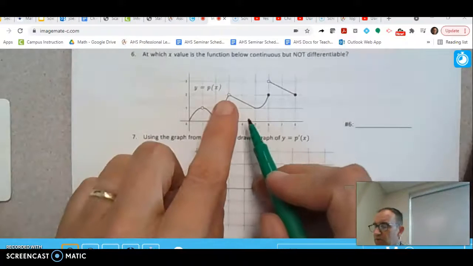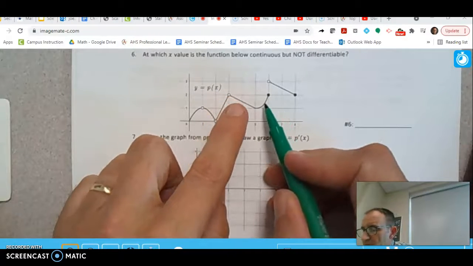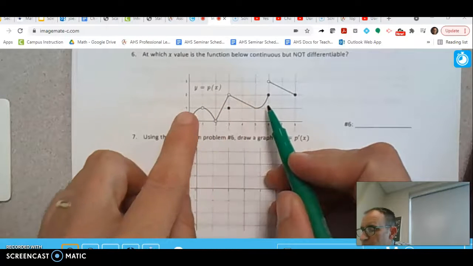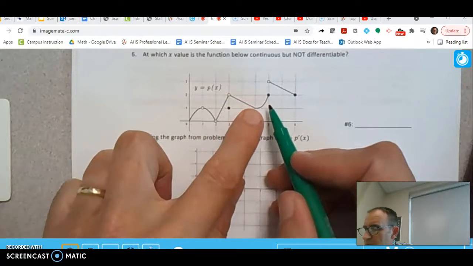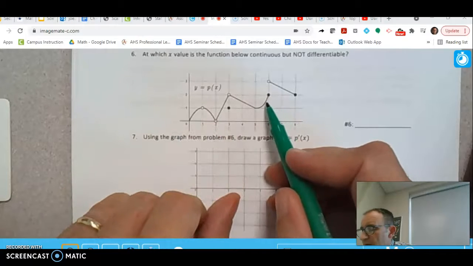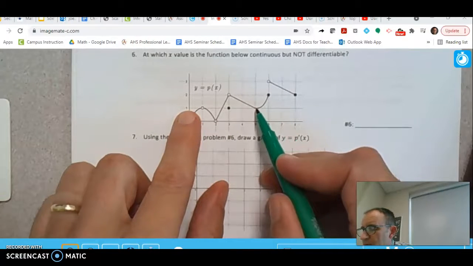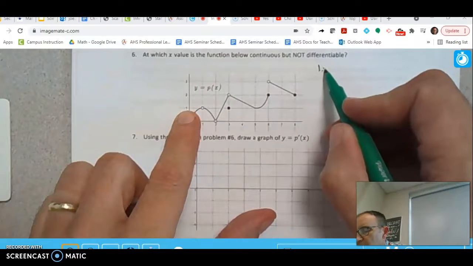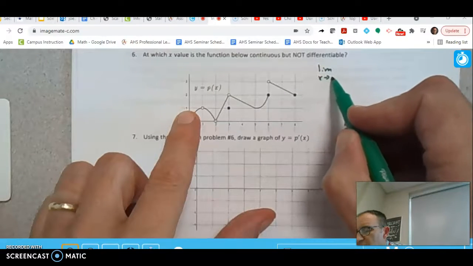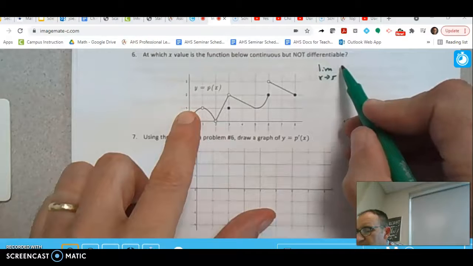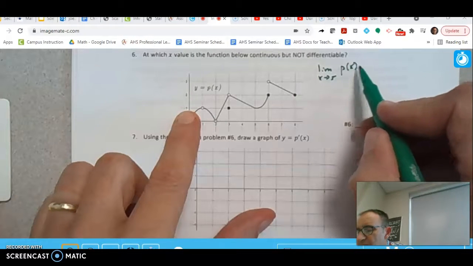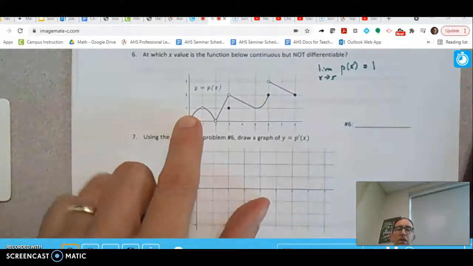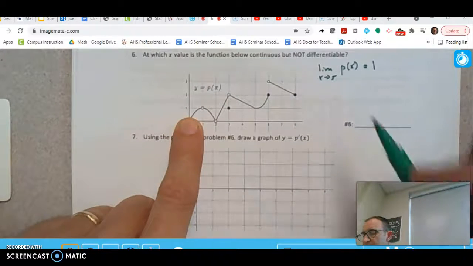So as we look at this question here, at x equals 5, the limit as I approach from the left, the y values are approaching 1 as the x values approach 5 from the left. The y values are approaching 1 as the x values approach 5 from the right. So we can say that the limit as x approaches 5 from both sides for this p of x graph is equal to 1. So therefore the limit exists at x equals 5.